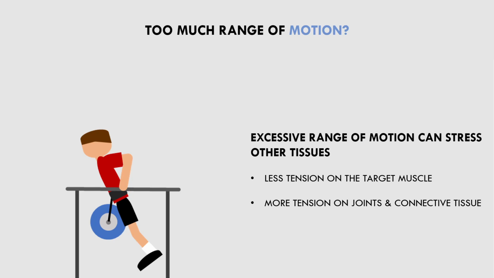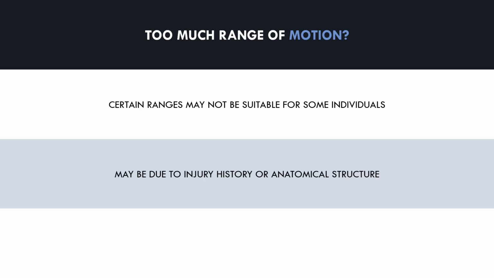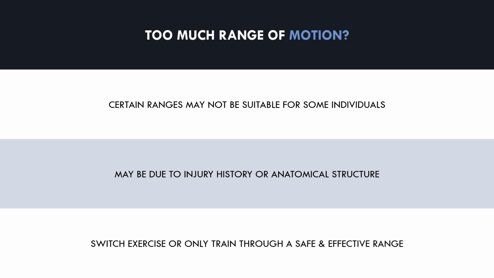Another potential reason that range of motion may need to be limited is due to an individual's joint pain. Some exercises simply feel uncomfortable or painful for some trainees in certain ranges. This could be due to lingering injuries, old surgeries, or simply the individual's anatomical structure. If the trainee is using an appropriate load and controlled technique, and they feel some form of pain or discomfort through a full range of motion, then it is a reasonable decision to avoid that particular range for that particular exercise. They could either switch the exercise to reap the benefits of full range of motion, or they could simply train through the range of that exercise that feels safe and healthy.